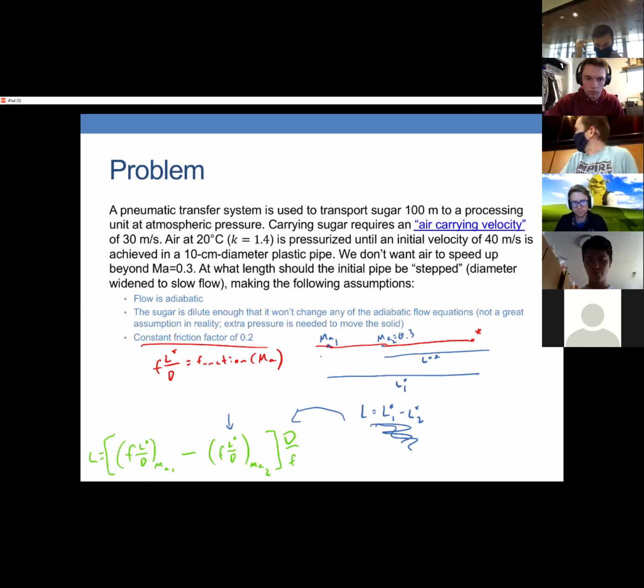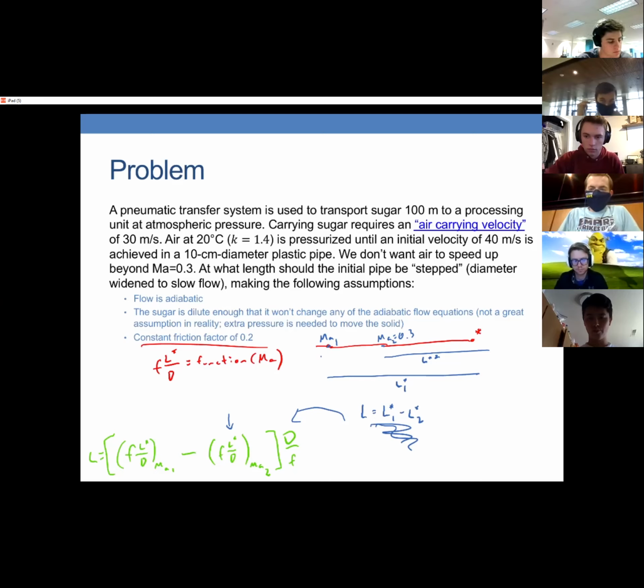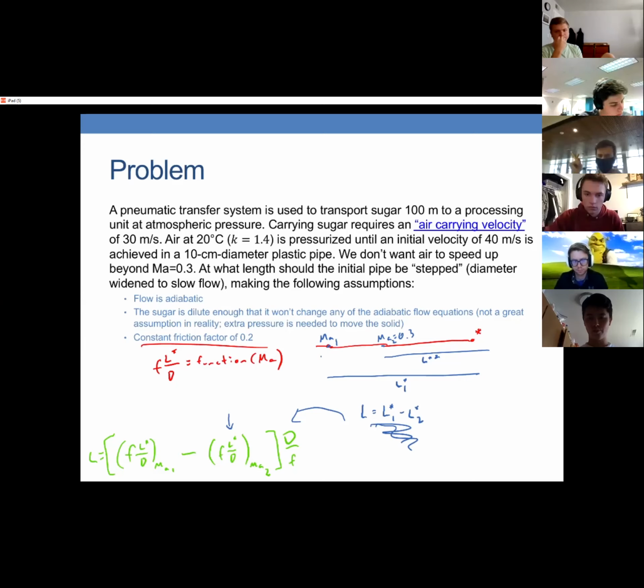And this L from this part is the length at which the stepping needs to happen, right? It's not the total length. Yes, this will be the length at which the stepping needs to happen. That'll be the length of this pipe section that you end up with. That's where you'll stop the pipe and make it go wider. But no, it won't be length star. Length star just doesn't show up at all. We just kind of got rid of it for convenience.